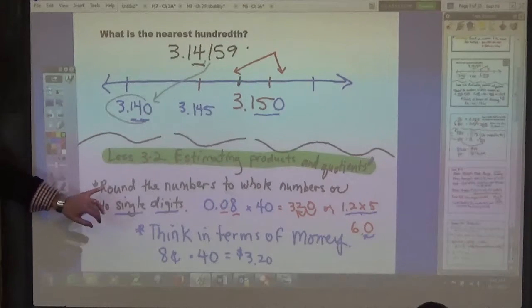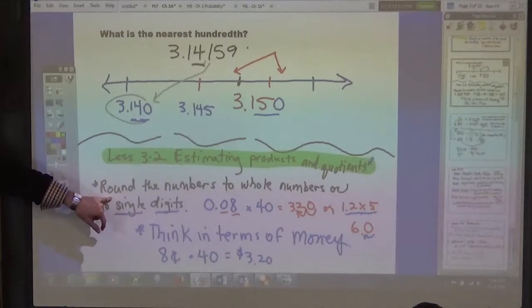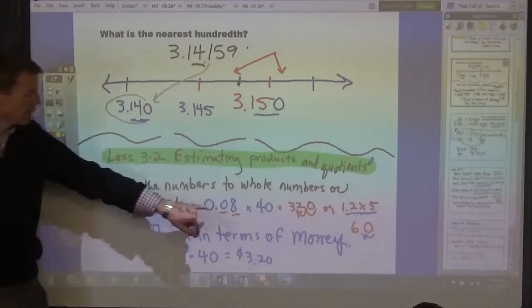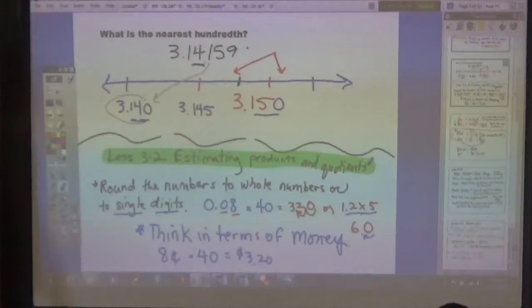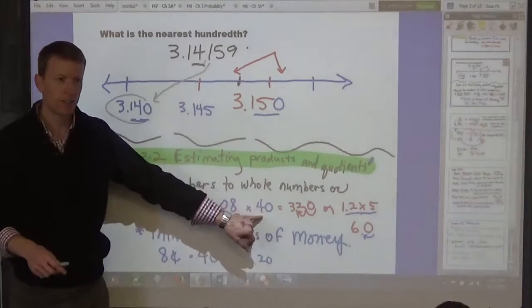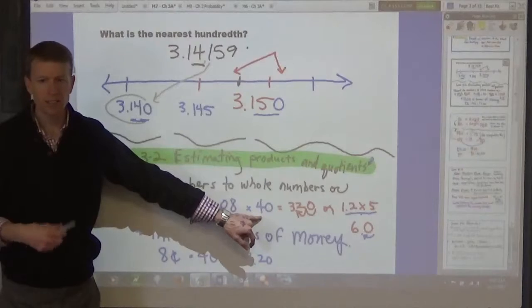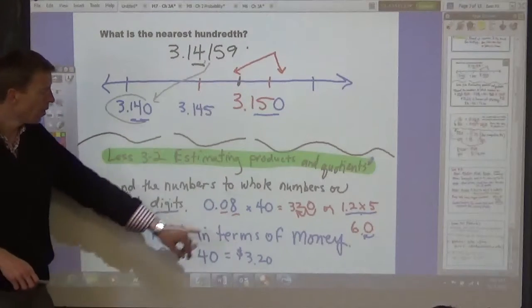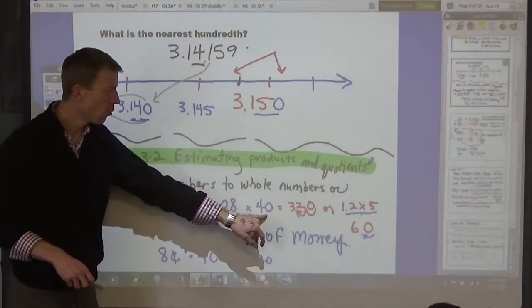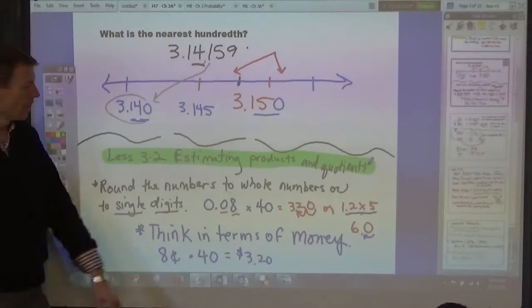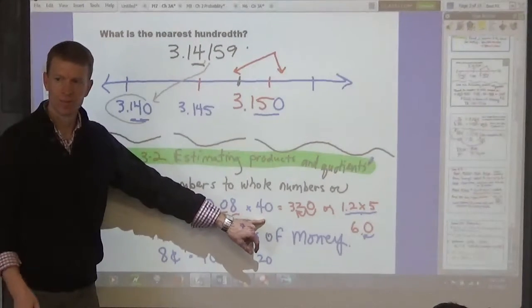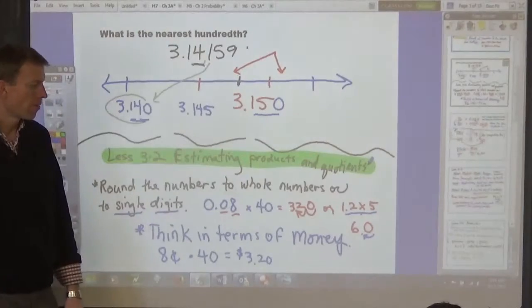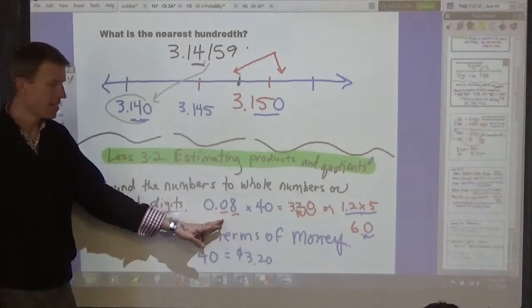Okay? Now, when you are rounding the numbers to do multiplication, you should round them so that you are doing single-digit multiplication. Okay? So drop everything else except for one non-zero digit. That makes it the easiest to multiply. So if you're doing 0.8 times 40, you're doing 8 times 4. What's 8 times 4? 32, and then putting into decimal places.